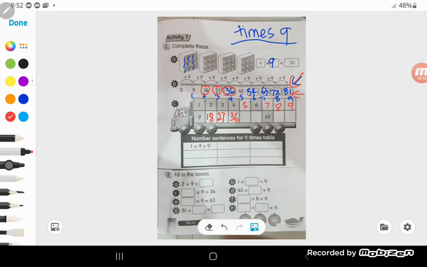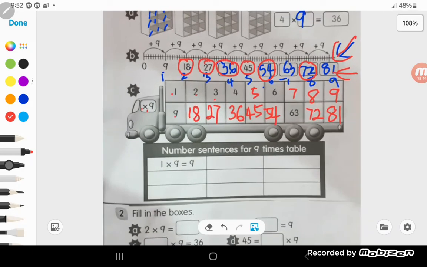Okay, so 5 times 9 is 45. 6 times 9 is 54. 7 times 9 is 63. 8 times 9 is 72 from here. Okay, 9 times 9 is 81. Okay, like that. Can you see that?